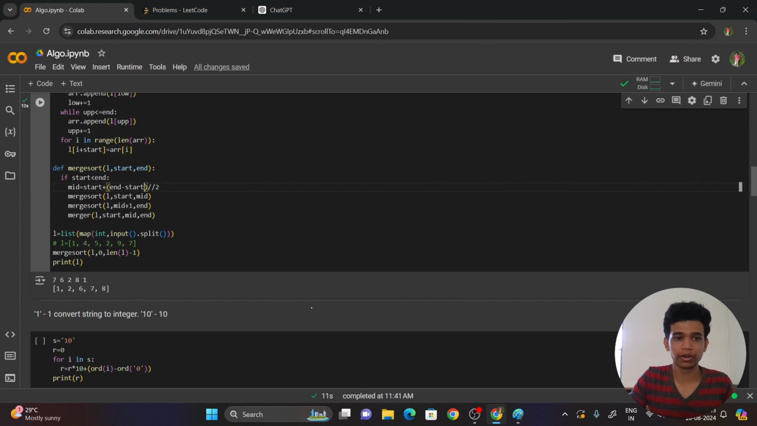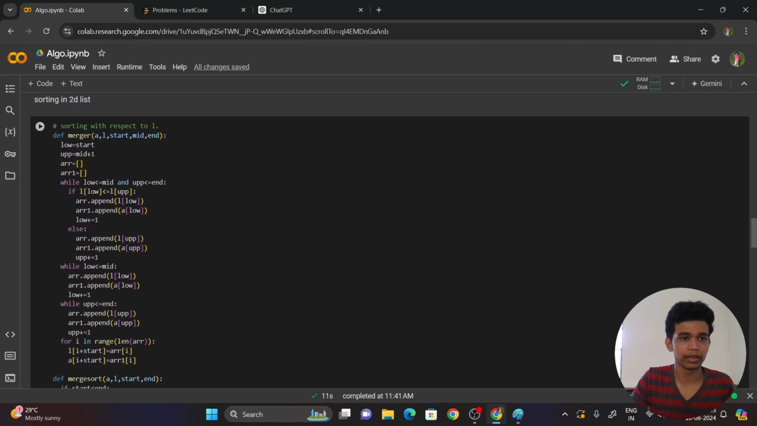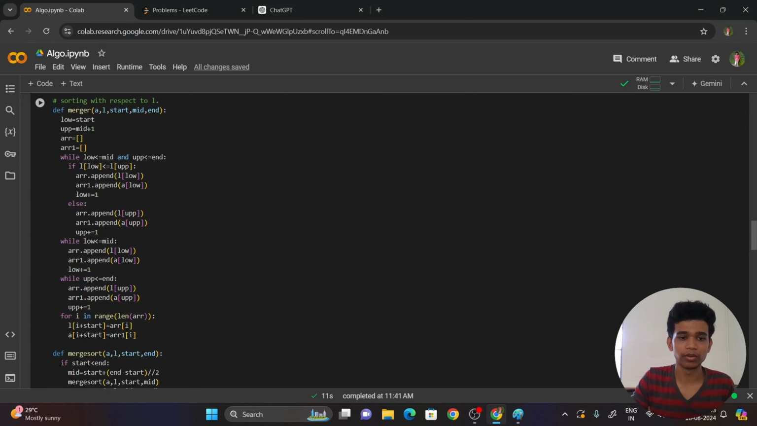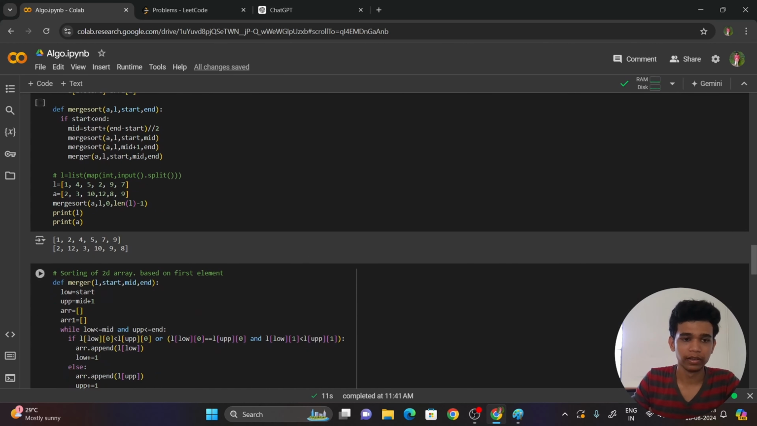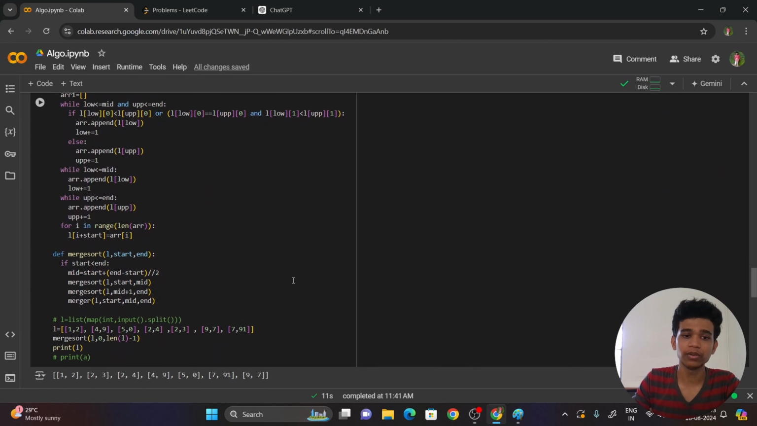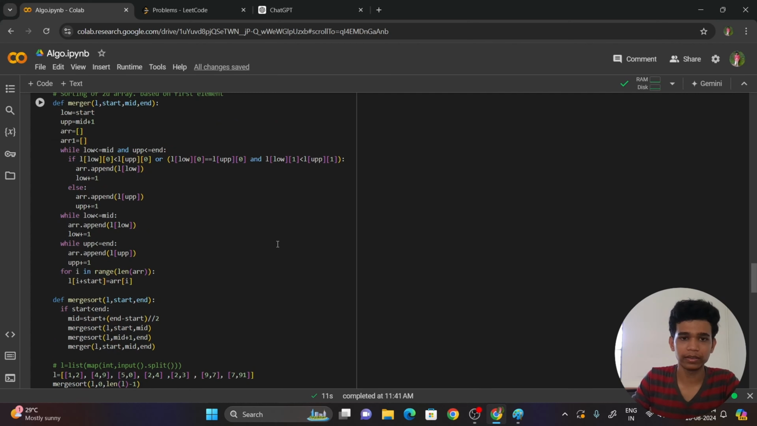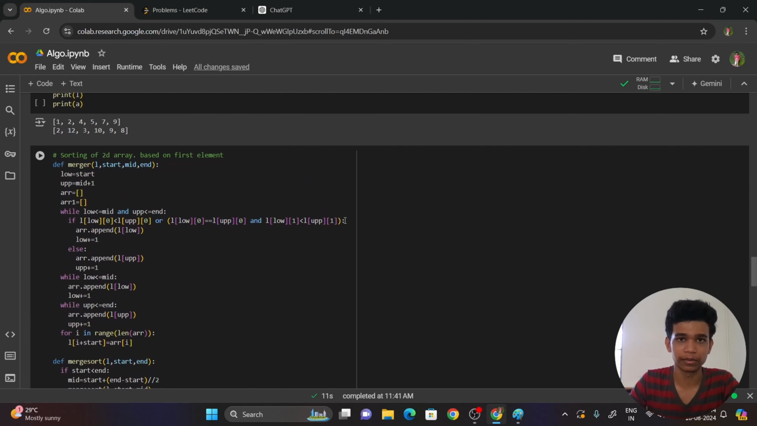Let me show you the code. See here, this is the code for sorting with respect to some array. And then this is the code for sorting with respect to the 0th index element. Try your own way of sorting. Try your own problems like this, similar problems. I will share this Google Colab in the description. Just go and watch this code. Fine. Thank you.